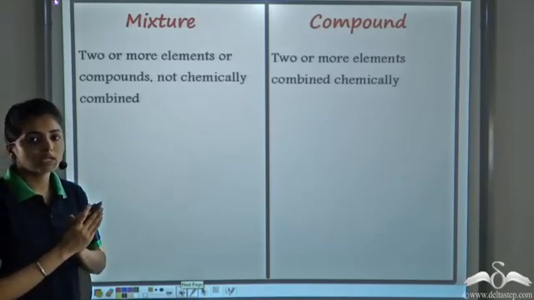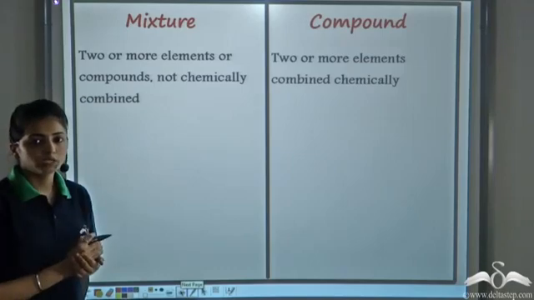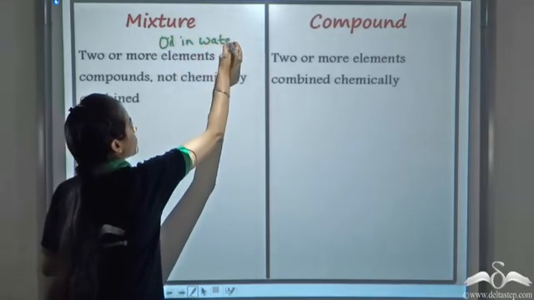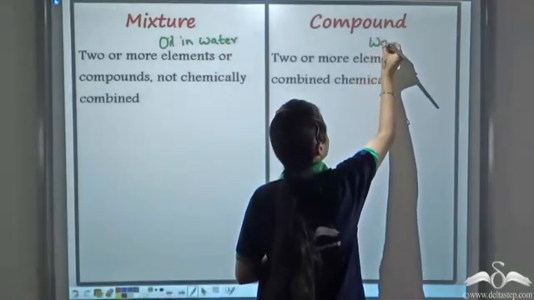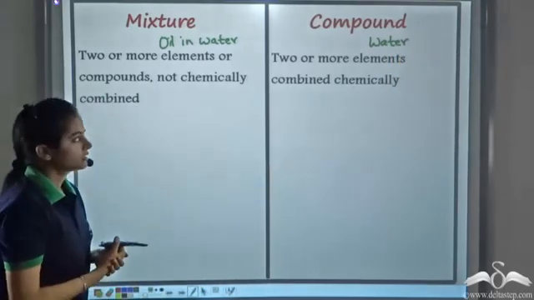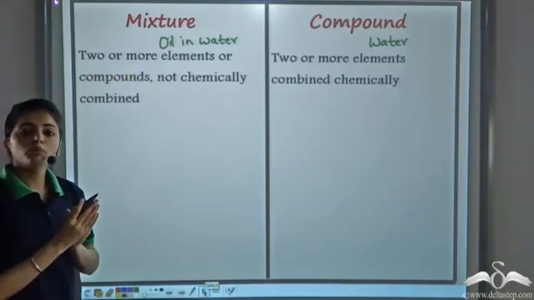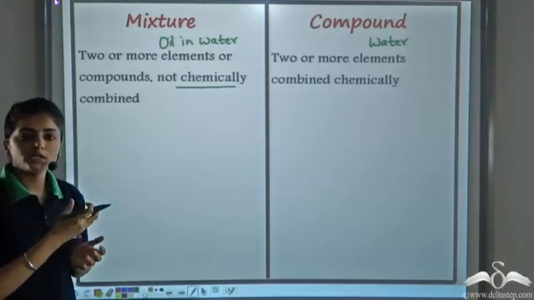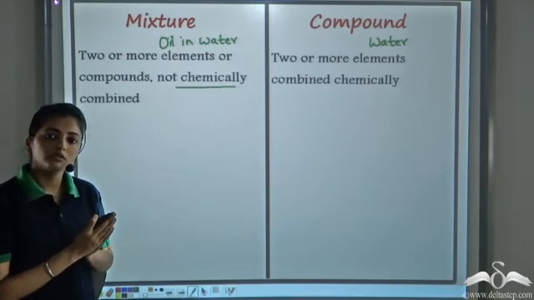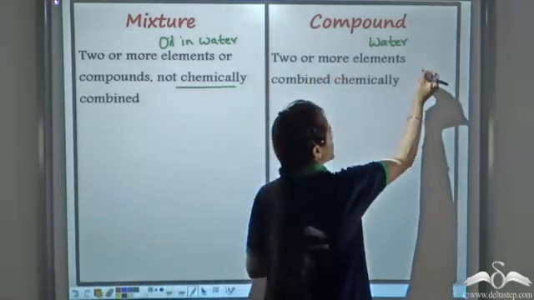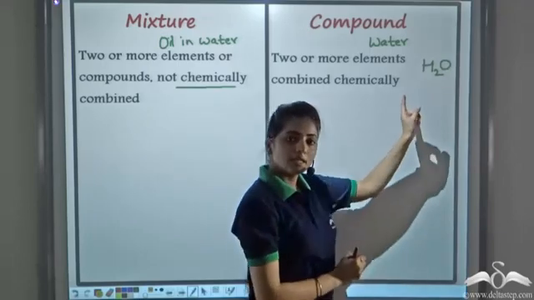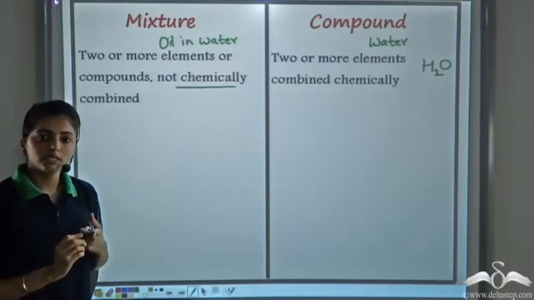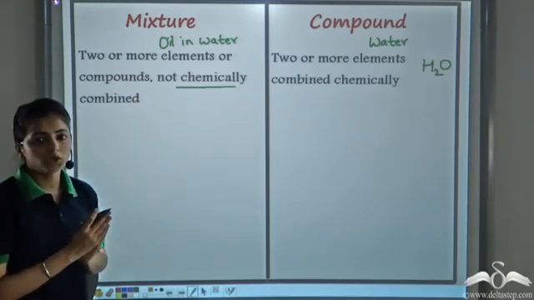So now let's compare compounds and mixtures. We have seen the properties of both. So let's compare the two. We'll take examples. For mixture, we'll take oil in water, and for compound, we'll take simply water. Now let's study the properties. In mixtures, two or more substances are not chemically combined. When you dissolve oil in water, you know that you can separate the oil from water. So oil is not chemically combined with water. But what happens in case of water? In water, we have the H2O molecule. In this case, the hydrogen atoms are chemically combined with oxygen. So in case of a compound, two or more elements are chemically combined. But in case of mixtures, the constituents are not combined chemically.